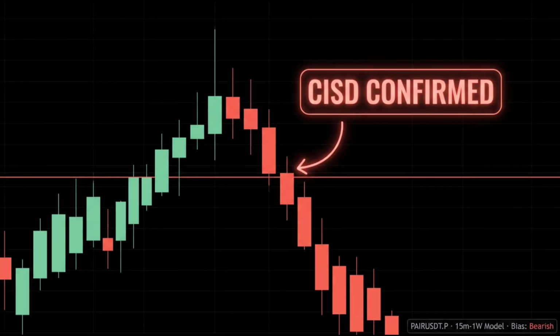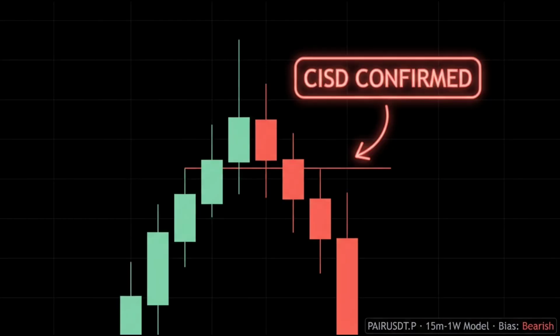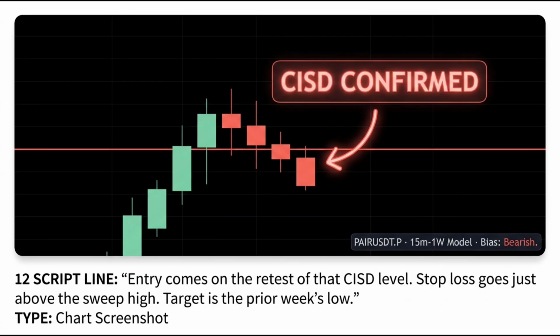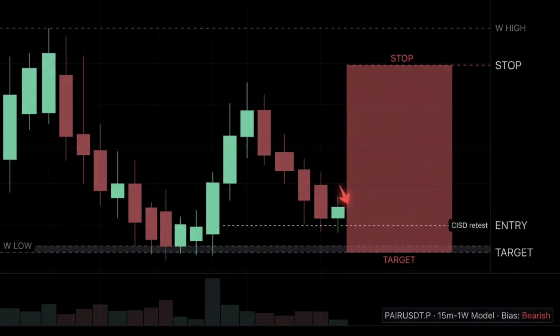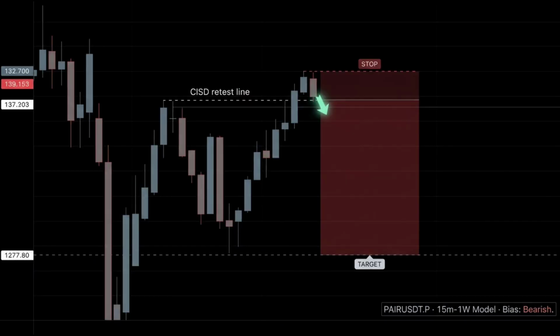Stop loss goes just above the sweep high. Tight, logical, protected by the trap itself. Target is the opposite side liquidity, the prior week's low, which is our draw on liquidity. Let's check another example so you can see this isn't a one-off.